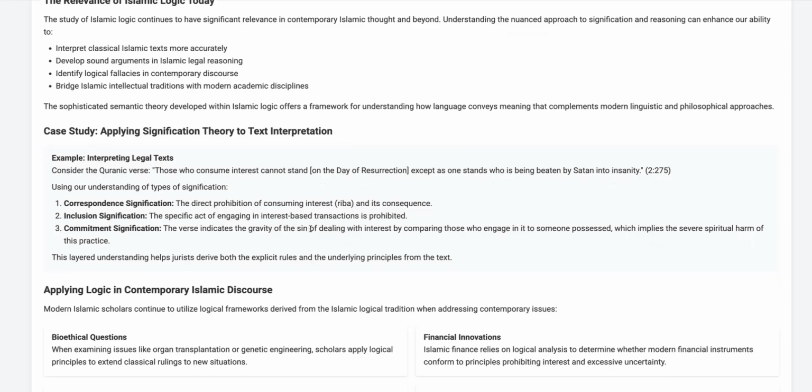So here we see, and of course this may be hard for you now, how there's a layered understanding that's going to help jurists, based on the frame I just showed you, to derive both the explicit and underlying principles from the text. Now, if you understand what I just said, mashallah, man, you're on your way. Don't get caught up in the ingredients of the sauce yet. I just want you to be sort of amazed by what you're seeing.